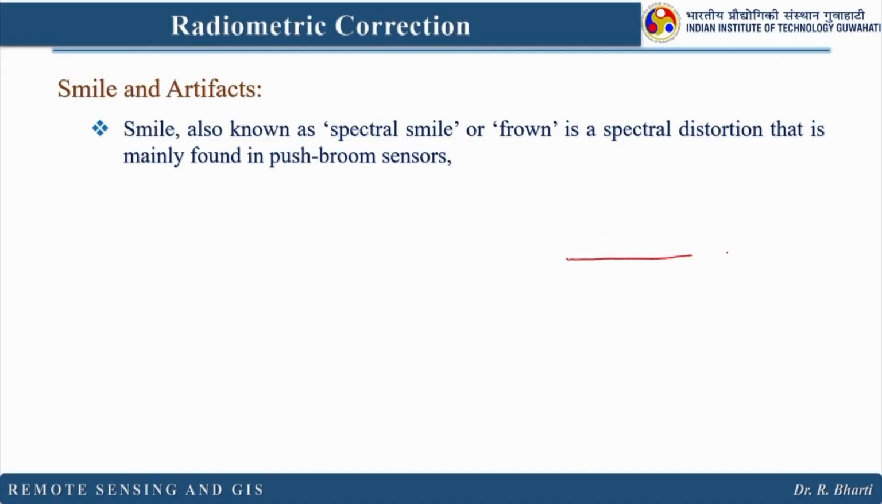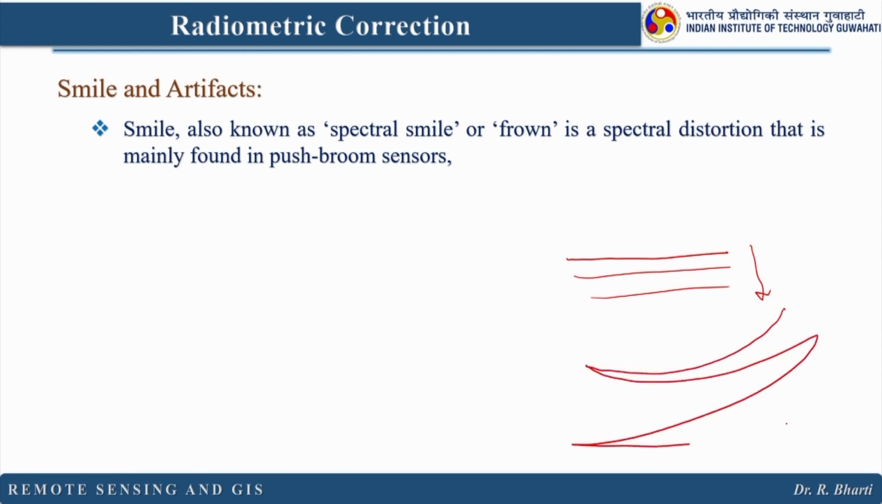So push-broom sensor is here, this is the first scanning, second scanning, like that it is moving. So it doesn't have any oscillating mirror and it is not moving like this. So this is not the case. Here it is moving forward. So pushing line by line, right.